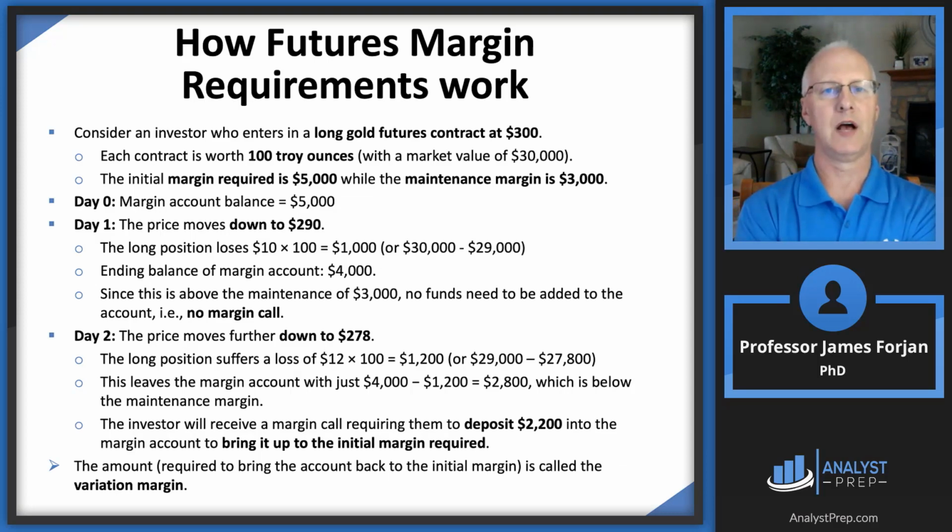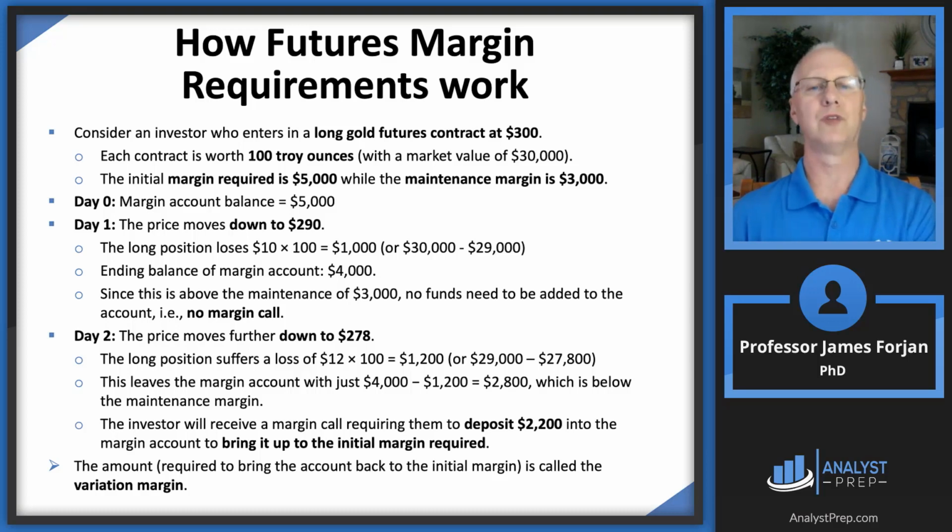Now, let's take a look at how these futures margin requirements work. Let's suppose we have an investor who takes the long position in a gold futures contract at $300. The standard amount of the contract is 100 troy ounces.